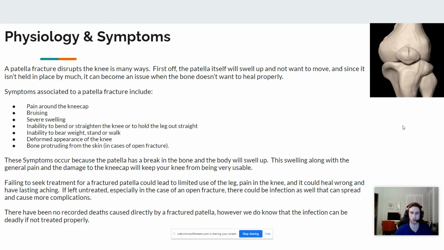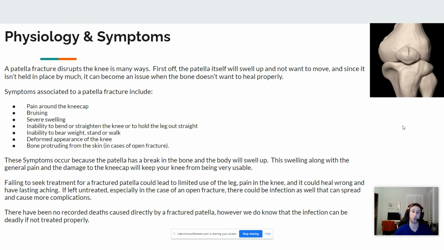These symptoms occur because obviously the body swells up to react to the patella fracture. Swelling and general pain in the area are going to keep it from being very usable. Failing to seek treatment for a fractured patella could lead to limited use of the leg in the future. You can have pain in the knee, it could heal wrong and have lasting aching and not be able to straighten properly. Especially with open fracture, infections could happen as well that could lead to more complications down the line.